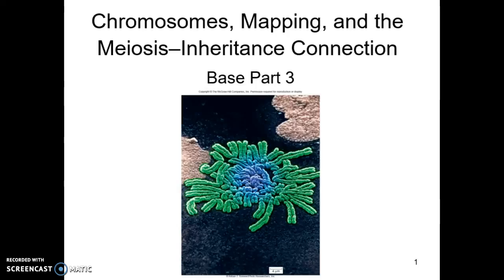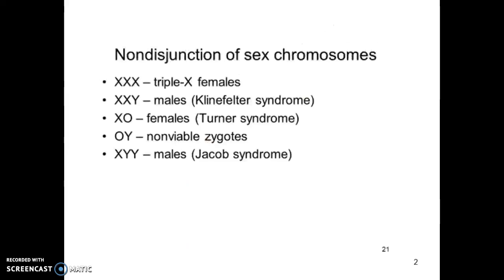We also want to look at other types of non-disjunction. The main one we want to explore here is when non-disjunction happens on the sex chromosomes. So one possibility is when mom is making an egg and the X chromosome does not separate, does not pull apart, and 2 of those chromosomes go into the egg. Dad's sperm carries an X, that combines, produces a female, but the problem is the female has 3 sex chromosomes. She's triple X, also referred to as metafemale.